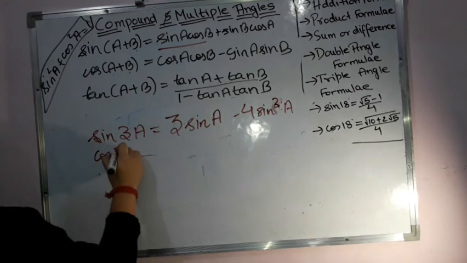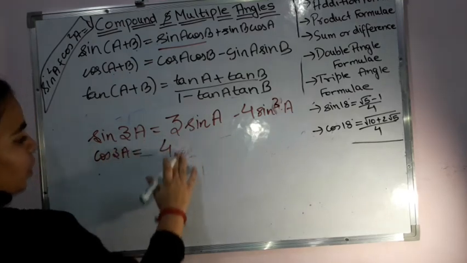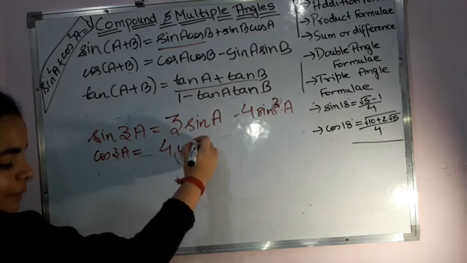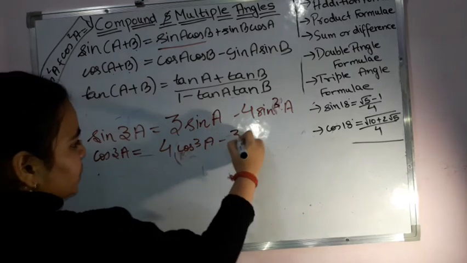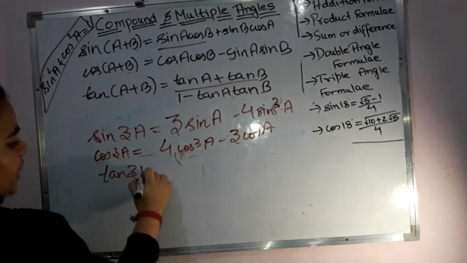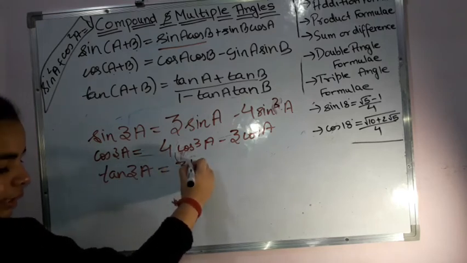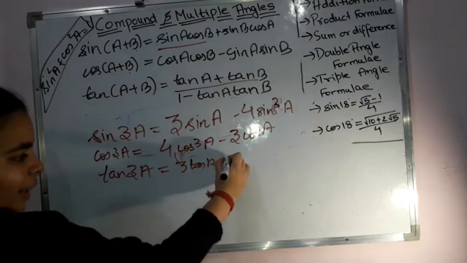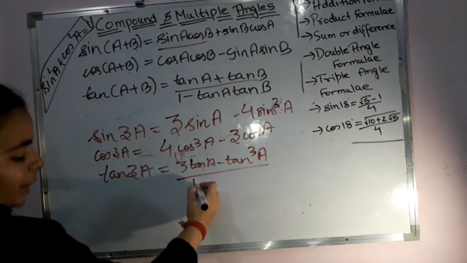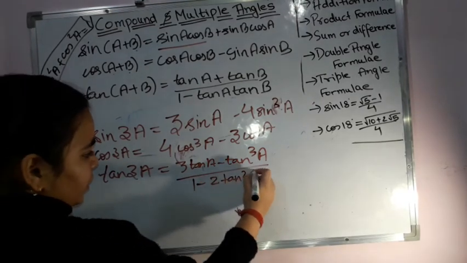And then for cos 3a, I will be having cos values only. That means I will have it as 4 times cos cube a minus 3 times cos a. And then for tan 3a, I will have 3 tan a minus tan cube a upon 1 minus 2 tan square a.